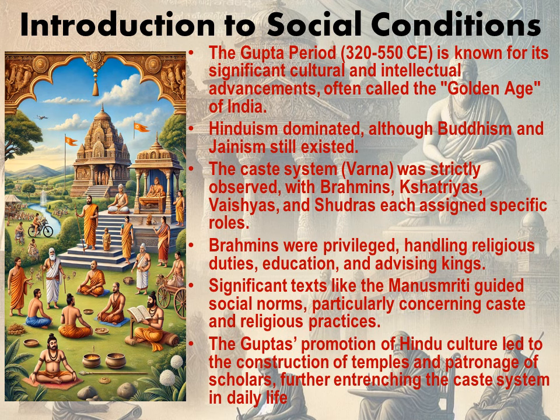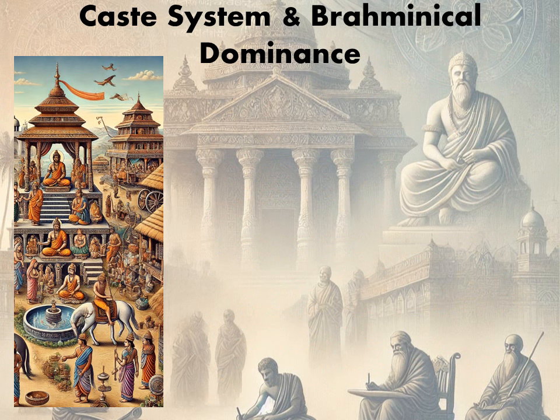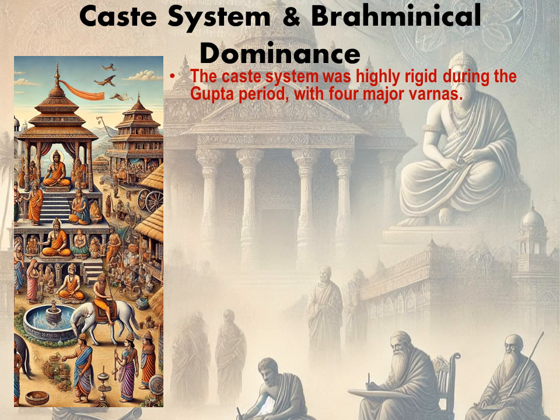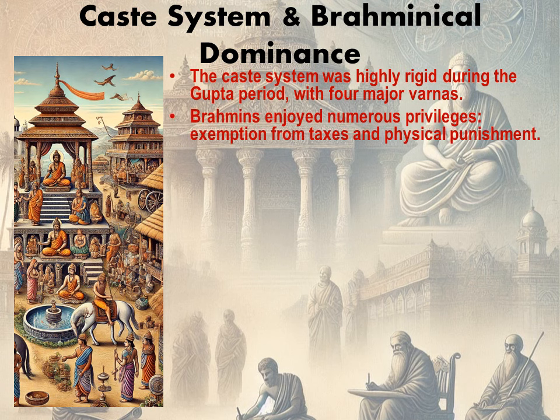The Guptas' promotion of Hindu culture led to the construction of temples and patronage of scholars, further entrenching the caste system in daily life. Caste system and Brahmanical dominance. The caste system was highly rigid during the Gupta period, with four major varnas.